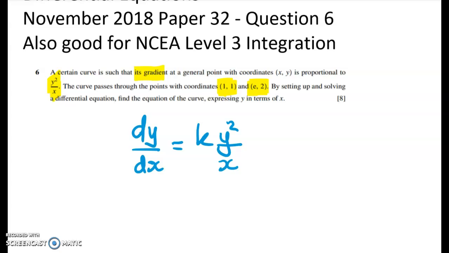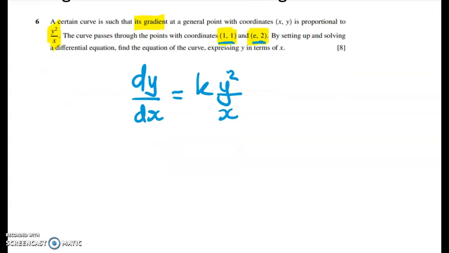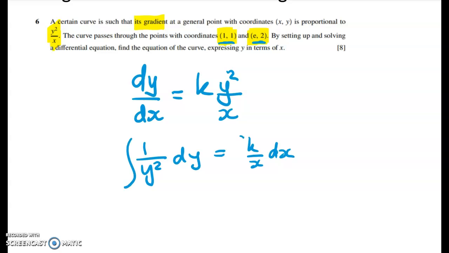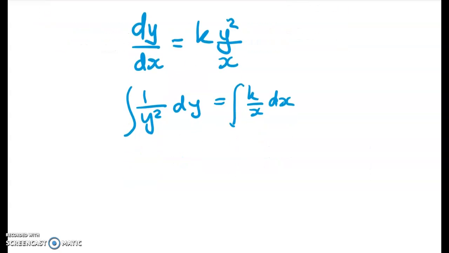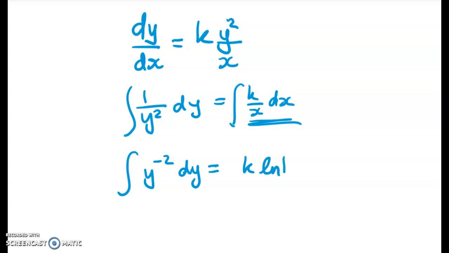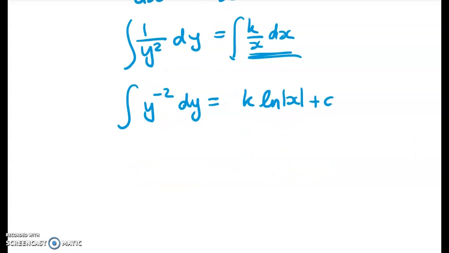So what we have to do next to solve it is we're going to separate the variables, and then we're going to use these 2 points to find the constants of integration. So separating the variables gives me this. I've got 1 over y squared dy is equal to k over x dx. And I'll integrate both sides. I'm going to rewrite this one as y to the negative 2 dy, but I'm going to get on with integrating this now. So it's going to be k log x plus c. And on the left hand side we get negative y to the negative 1.